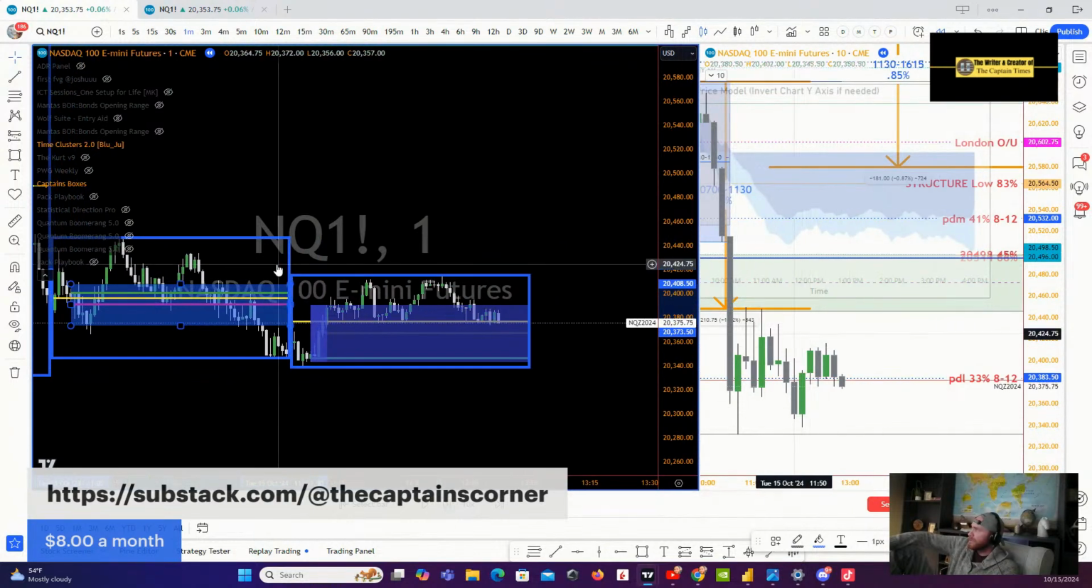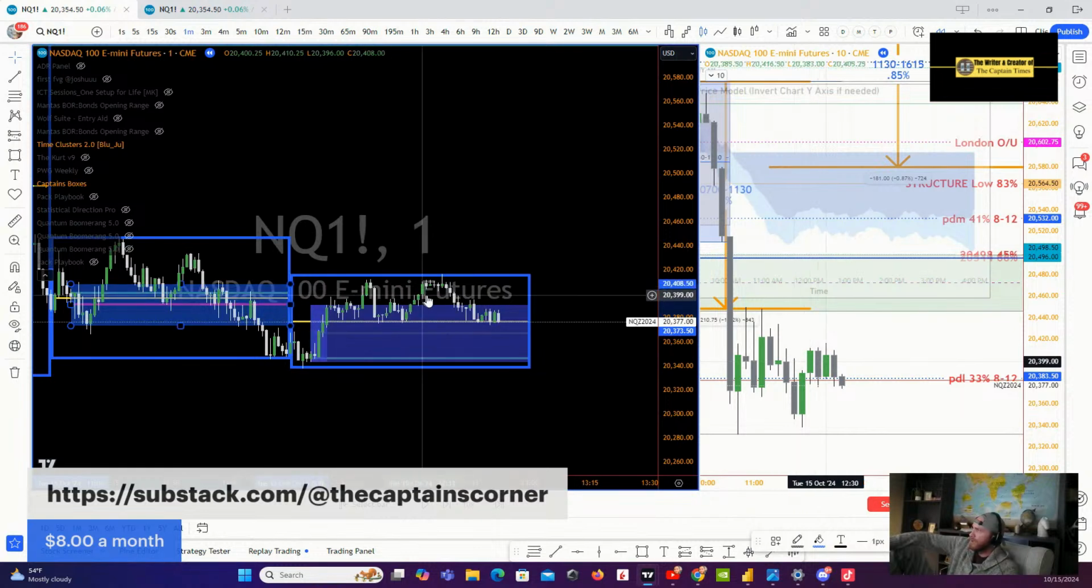And so we can see that we tested this previous hour midpoint. We stepped over it just to fill it. So if I drew out this yellow line right here, we can see we're rejecting that, right? We've already taken out the previous hour low, and now we're rejecting this previous hour midpoint.